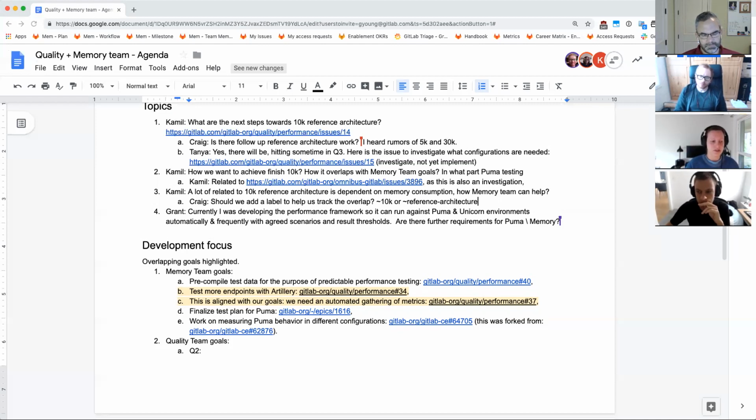And as far as the slowness, from what I understood from the working group meeting, once we investigate what the root cause is, those would go to whoever the correct stage or group is for those specific endpoints. Is that your understanding as well, Grant? Yeah, I'd say so.